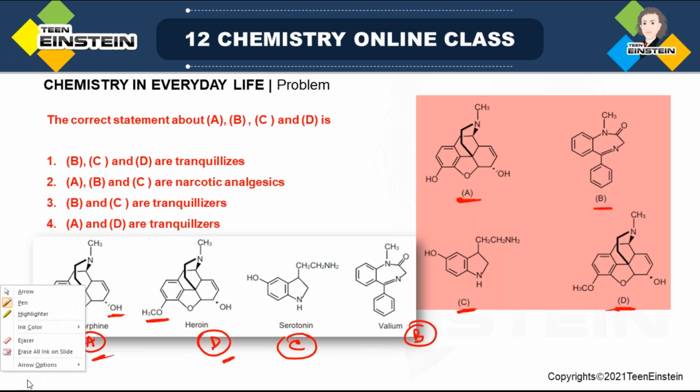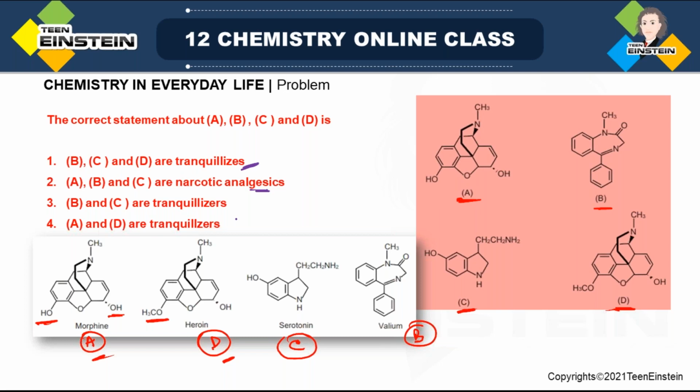Now see the options one by one. Serotonin, that is the structure C, is under tranquilizer, not analgesic. Only two types are given. If you look at the options properly, only tranquilizer and analgesic. So the first option, third option, fourth option, all these are related to tranquilizer. Option 2 is related to analgesic.